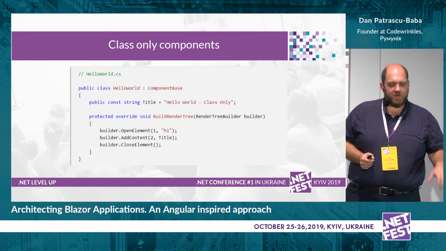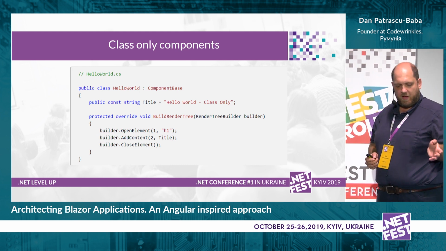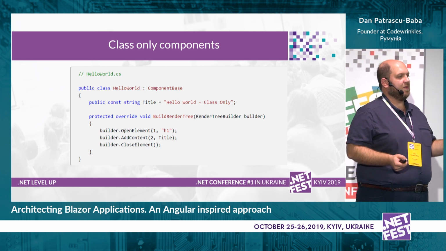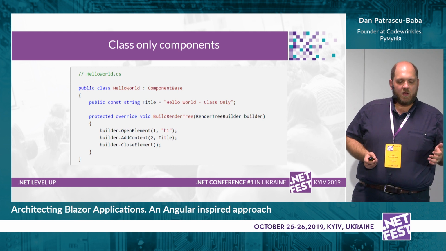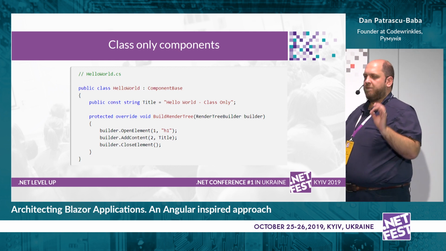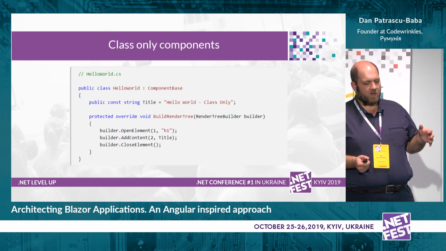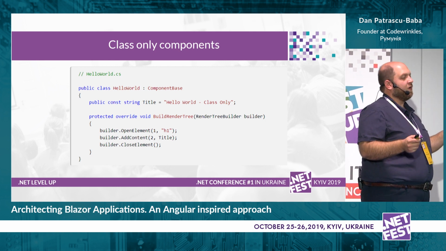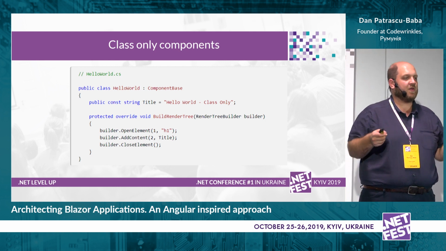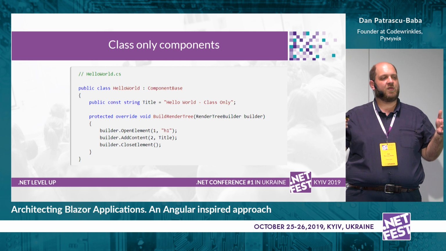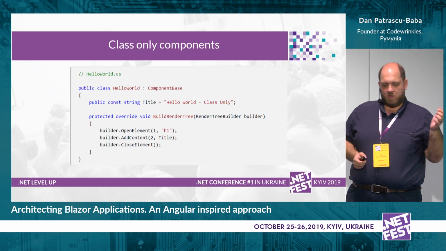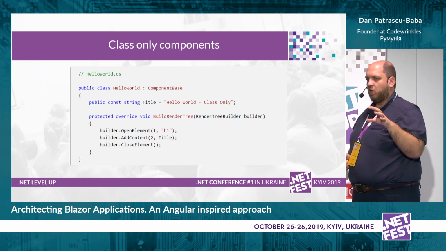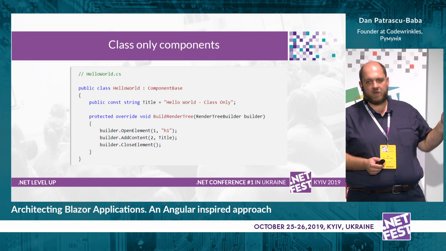Good. And then there is the third type of component, and this is a little bit more tricky, and nobody will use it, and it's also not recommended to use it. Basically, class-only components. And why is this important? It is important to know about them because this allows us to better understand how the Blazor rendering engine works.